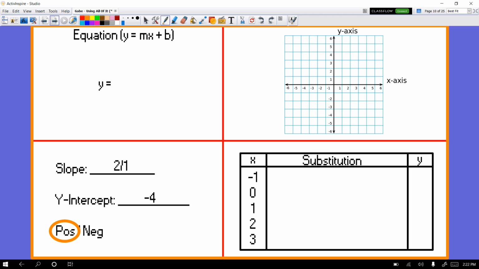Only thing you're given here is all the information for your equation. I would automatically go up here and write it. It's positive. You got a positive slope. It's good. Then I would go try and make a line up 2 over 1, up 2 over 1, up 2 over 1, up 2 over 1. There's your positive line that you're saying. And you can go to -4.